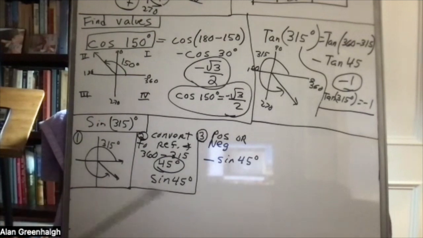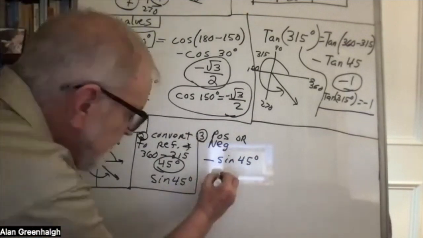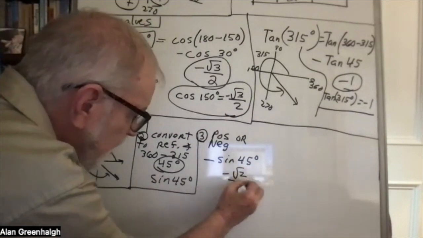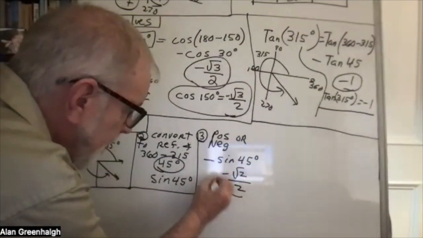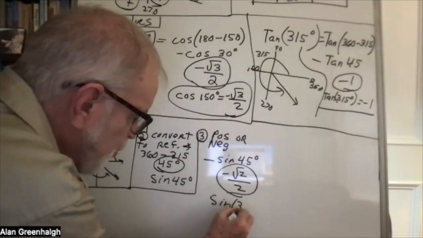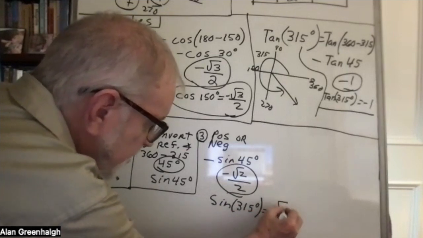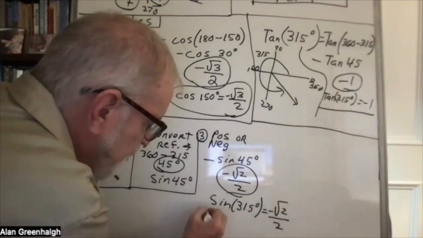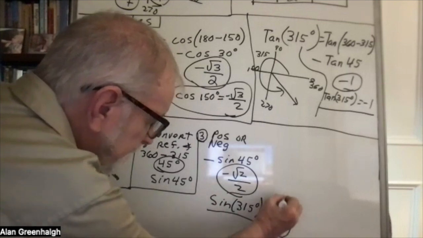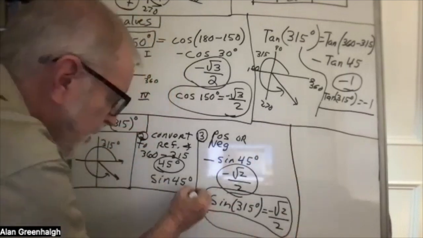And you think of the chart. I'm sure you've written it on your paper, so I don't have to keep going back up. The sine of 45 degrees is the square root of 2 over 2. The answer is that the sine of 315 degrees is equal to negative the square root of 2 over 2. And that's how you do the problem.